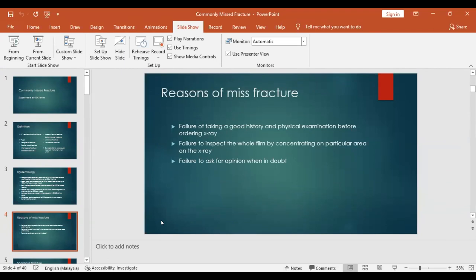This is a very important slide that everyone needs to remember when you go home. Reasons and risk factors.